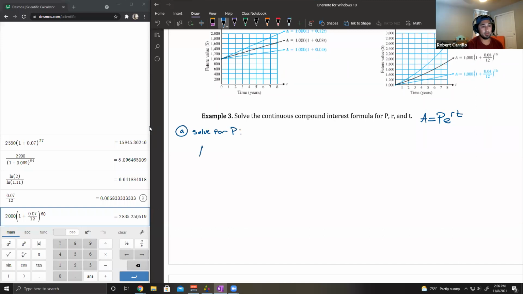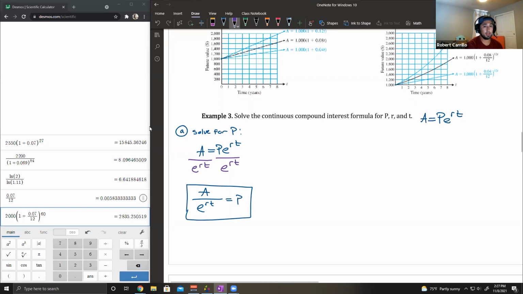And here, A equals P times e to the RT. All you have to do to solve for P is divide by e to the RT. And we get a new formula: A over e to the RT is equal to P.